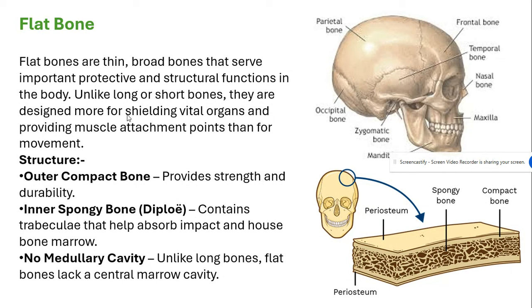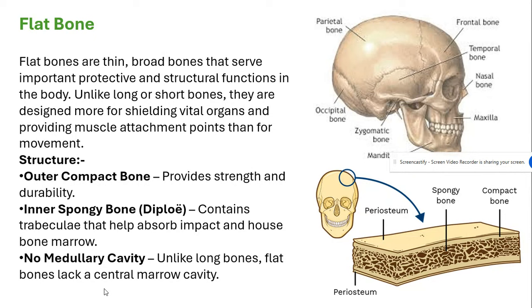So flat bones are designed more for shielding vital organs and providing muscle attachment points than for movement, okay? Outer compact bone provides strength and durability. Inner spongy bone contains trabeculae that help absorb impact and house bone marrow, okay? No medullary cavity, unlike long bones. Flat bones lack a central marrow cavity, so there's no medullary cavity in the flat bone, okay? Which is actually a very good question in the exams. What kind of bone doesn't have any medullary cavity? That's when you say flat bone, okay?